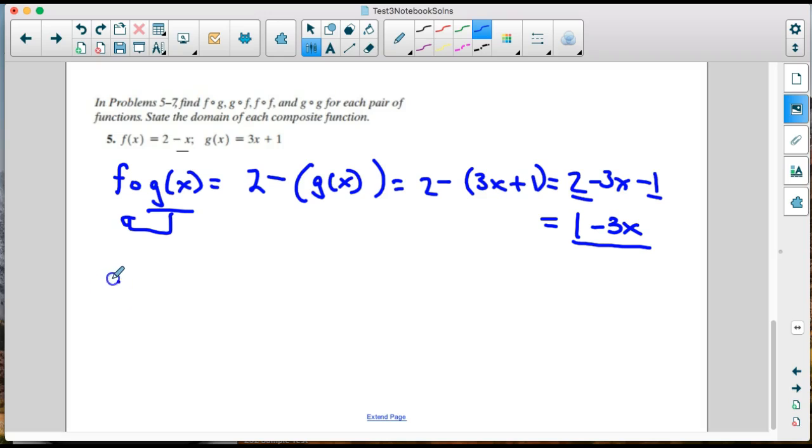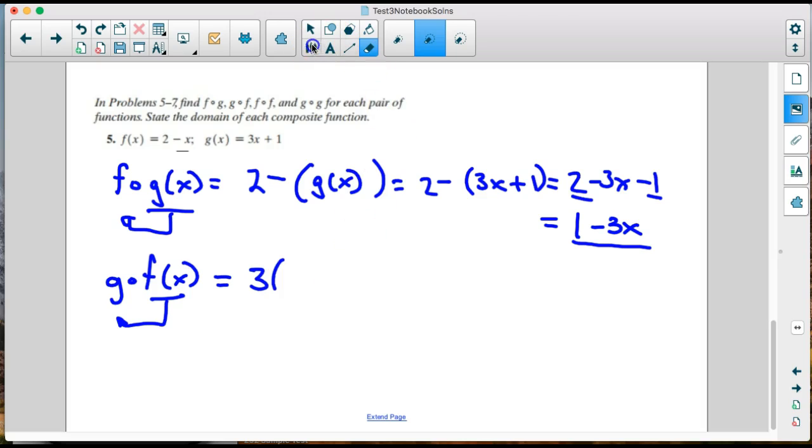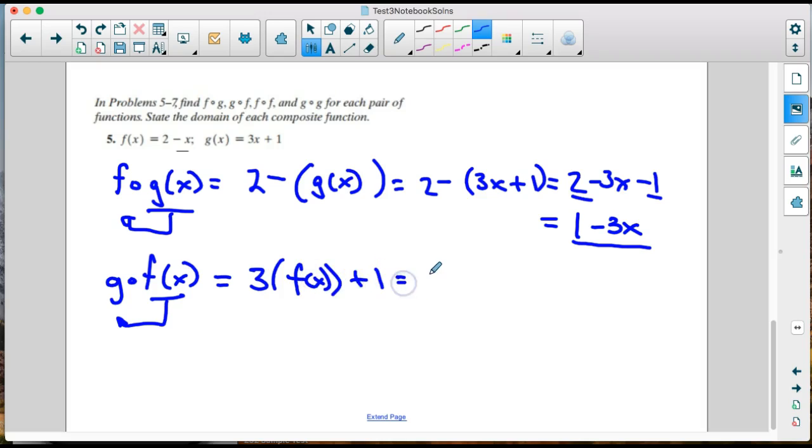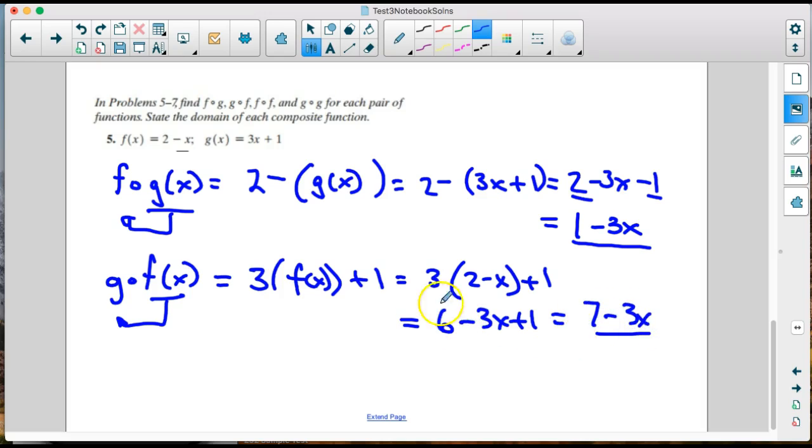Now we do g of f of x. We're going to take f of x and plug into g. So we're looking at g now as saying 3 times f of x plus 1. 3 times x, but x is f of x now. So we're going to take 3 times 2 minus x, plus 1. And simplifying that is going to give us 6 minus 3x plus 1, or 7 minus 3x will be our solution to that.